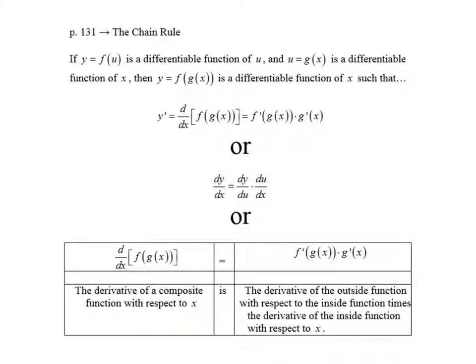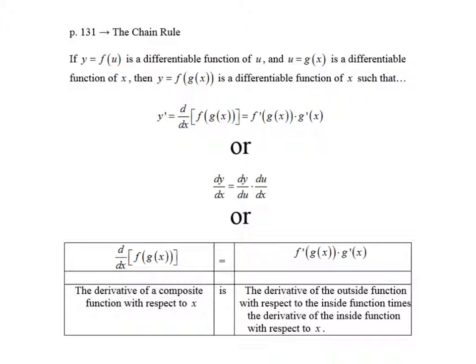Now, it's very important that you get this stuff in your notes, okay? This is on page 131. It is called the chain rule. And this is just kind of the setup here, that if we have y equal to f of u, and I don't agree with their choice of letters here, but that's what they're using. If that's a differentiable function of u, and u equal to g of x is a differentiable function of x, then y equal to f of g of x will also be a differentiable function of x, all right?